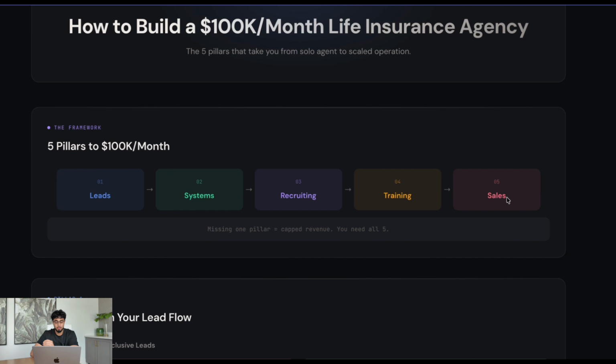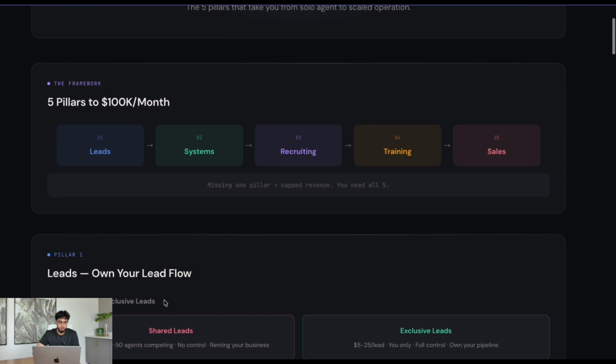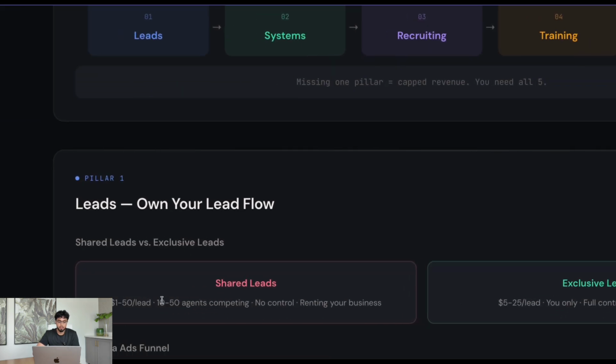If you're missing just one of these pillars, you're gonna be capping your revenue. You need all 5 of them. So first, let's go into pillar 1, owning your lead flow.